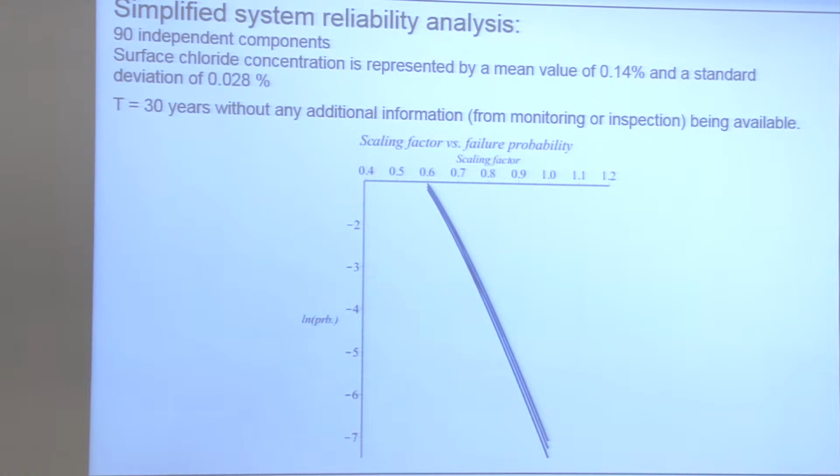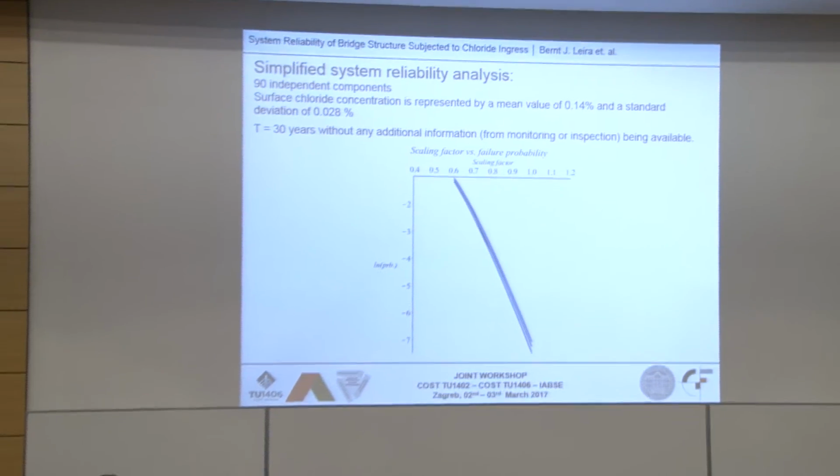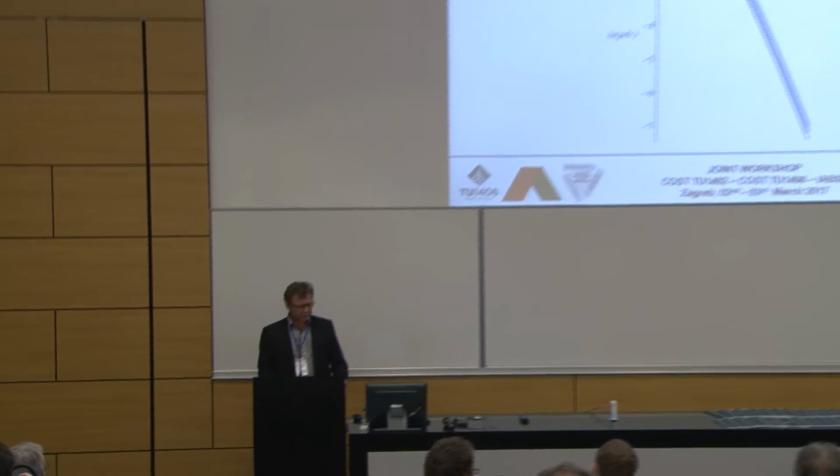Then the surface chloride concentration here has a mean value of 0.14 and a standard deviation of 0.028. So we have only a single variable to look at for 90 components, in order to have affordable computation times to look at the behavior of the system. Also, this is now after 30 years without any monitoring of the bridge.